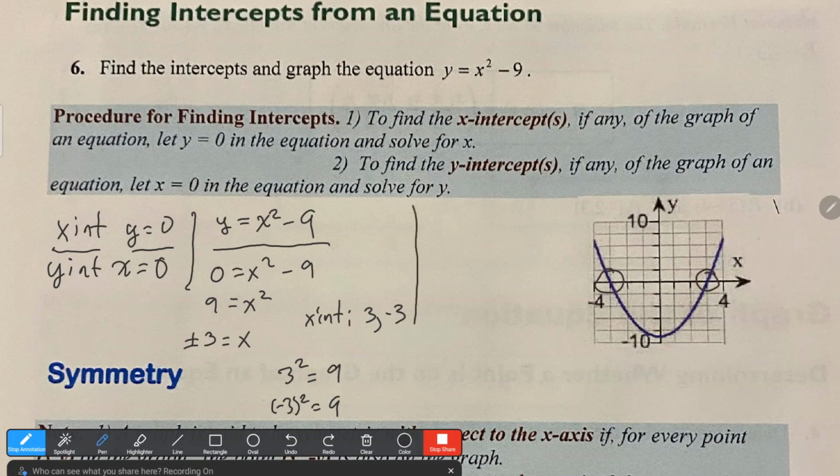For the y-intercepts, they occur when x is equal to 0. So you have y equals 0 squared minus 9. Then y is equal to 0 minus 9, which is just -9. So that's your y-intercept. You can see it right there, at -9.